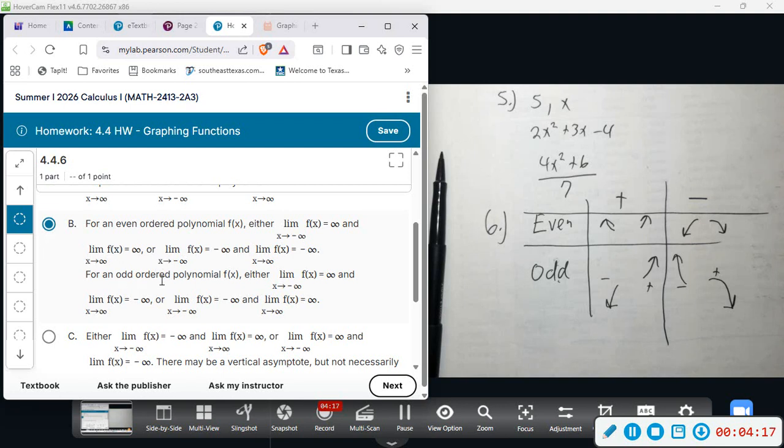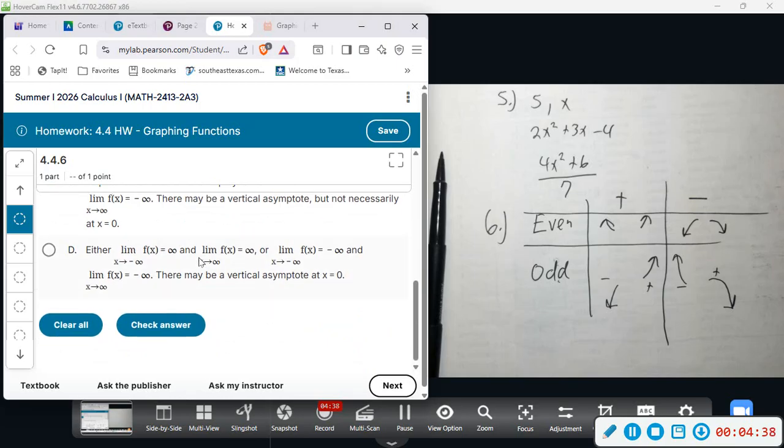And then it says for odd, either the limit as x goes to negative infinity is going to be positive. So that would be this case: negative goes to positive, and as x goes to positive, it goes to negative, or negative to negative and positive to positive. So this looks really good. That matches the statement of polynomials in end behavior.